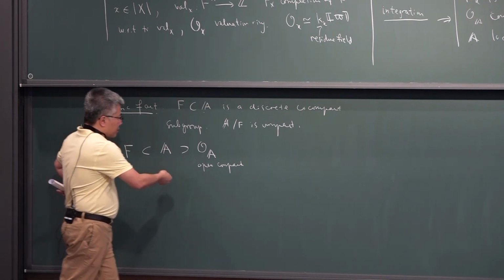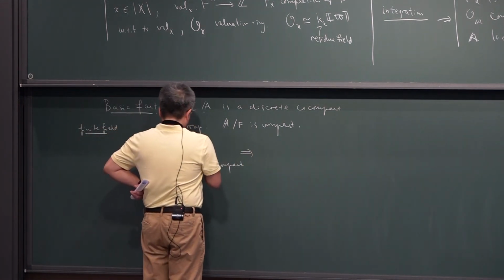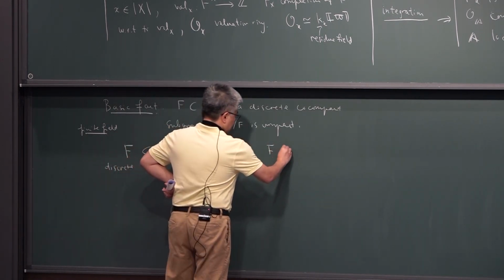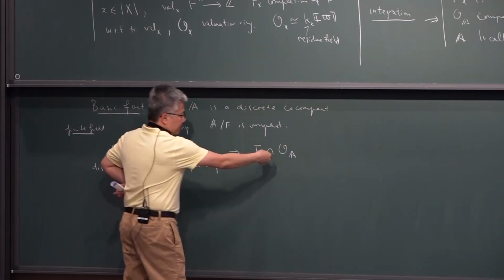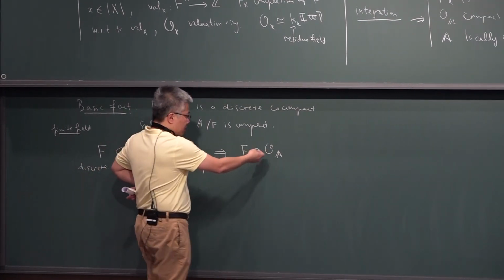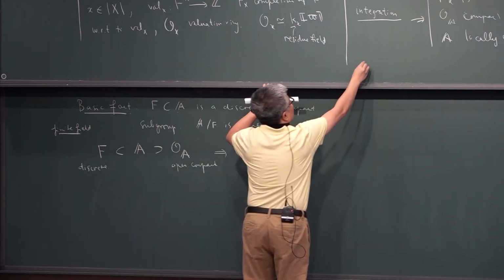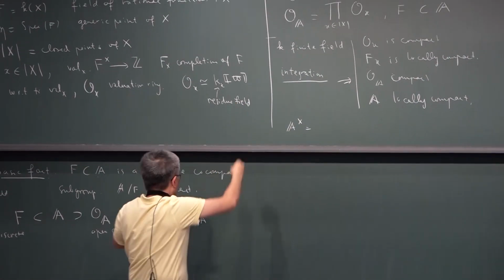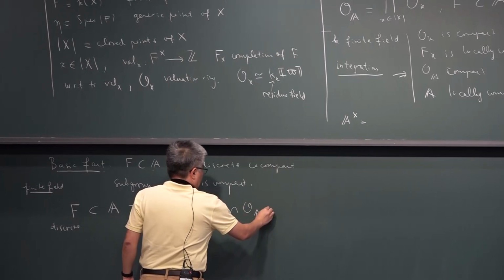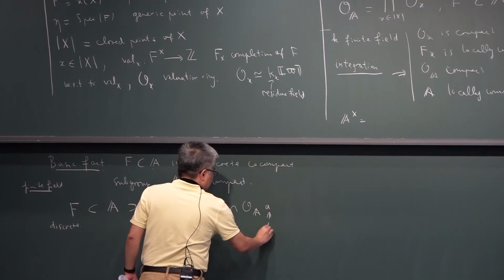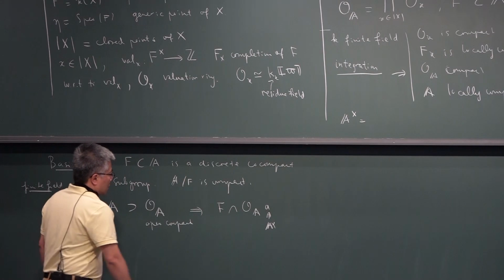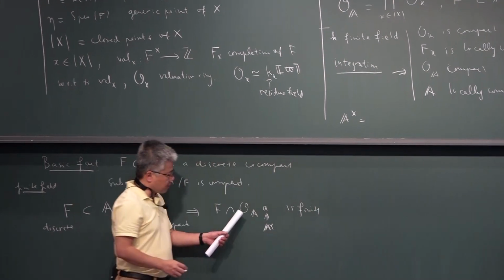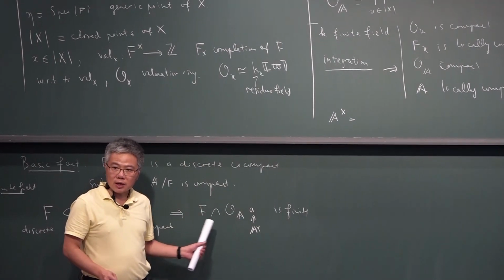So this implies that if we intersect F and O_A, or maybe a translation of O_A by something, since you can multiply by any element a in A star, the intersection is finite, because intersecting a compact set with a discrete set gives a finite set.